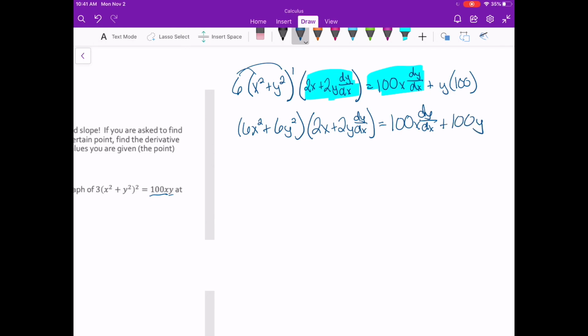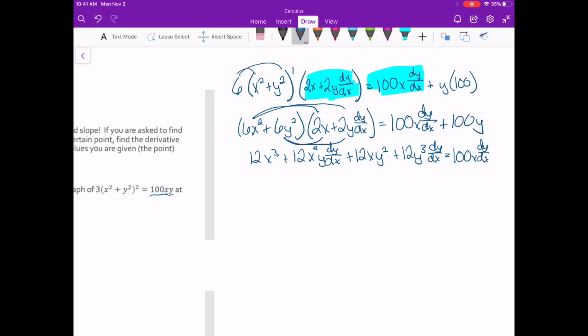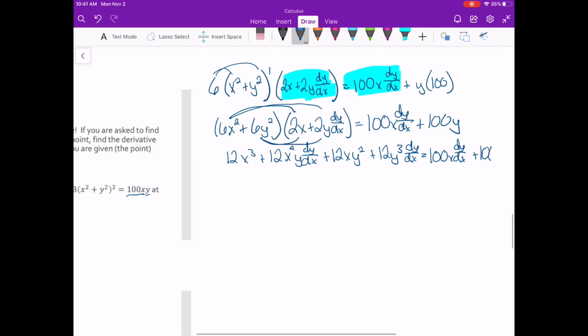Here I'm going to have to do a bit of foiling. So we have 12x cubed plus 12x squared y dy dx. Here we have 12xy squared and then 12y cubed dy dx equals 100x dy dx plus 100y. I know it looks like a lot, but we just got to keep going.